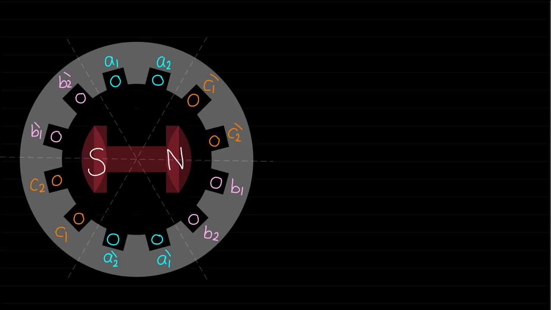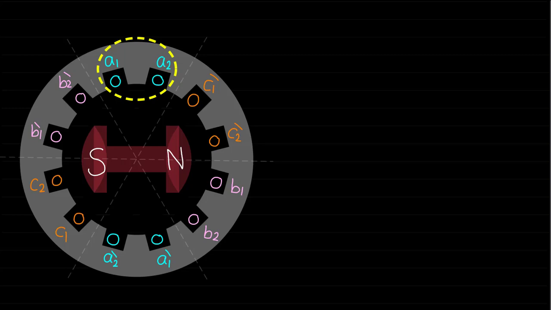If we focus on phase A of this machine, we can notice easily that these two coil sides of phase A, A1 and A2, are placed in two adjacent slots as shown.